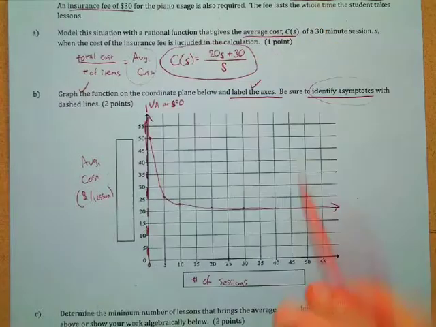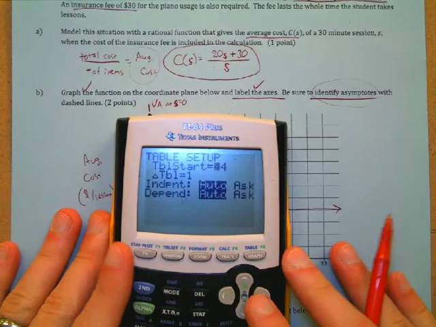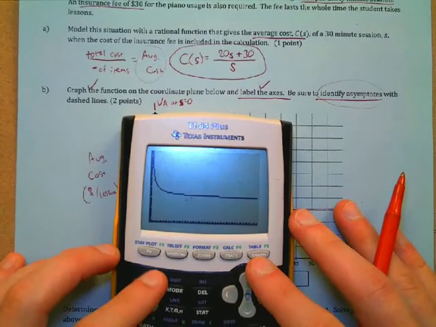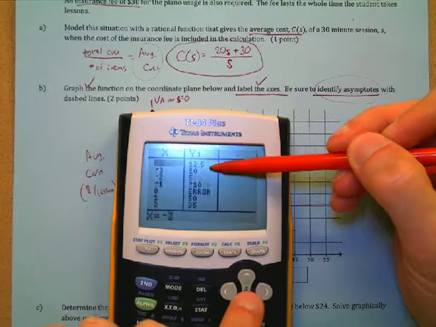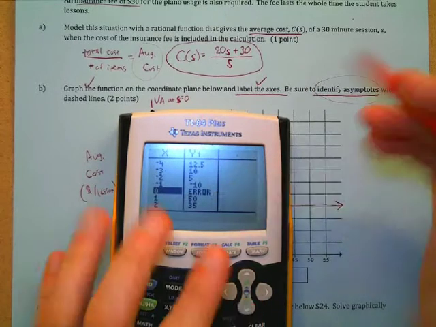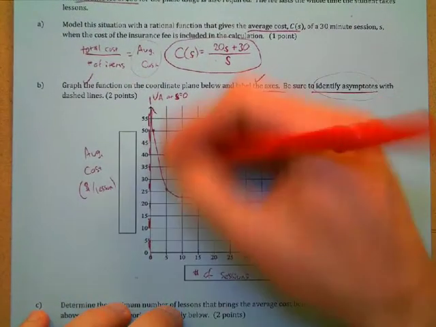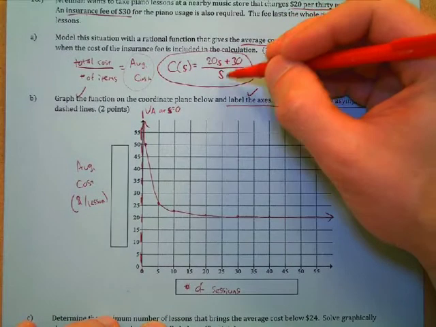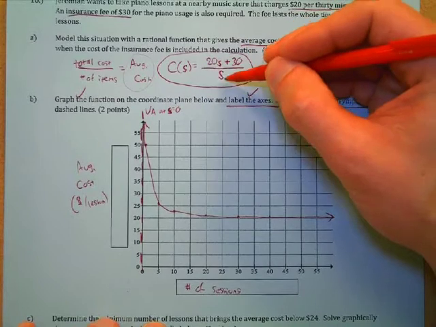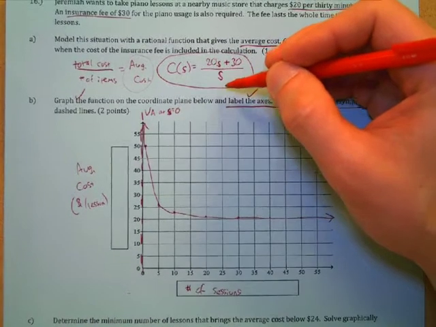Also, if you go to your table, you'll see that at 0 you get an error, right? And then any other number is okay, but at 0 we get that error message. That indicates there's probably going to be an asymptote there too. You can also see in the function here as well that if I put 0 in for s, I'm going to be dividing by 0, which is undefined, and that indicates that asymptote there.